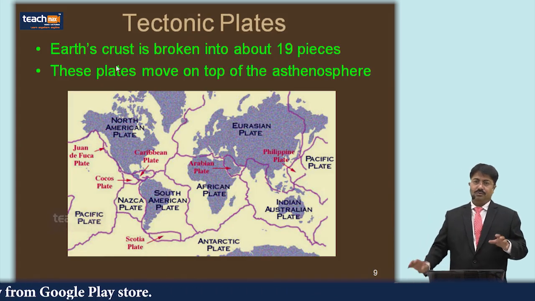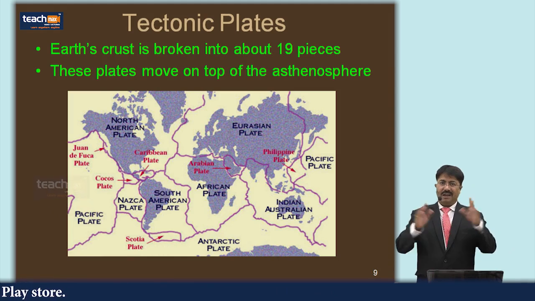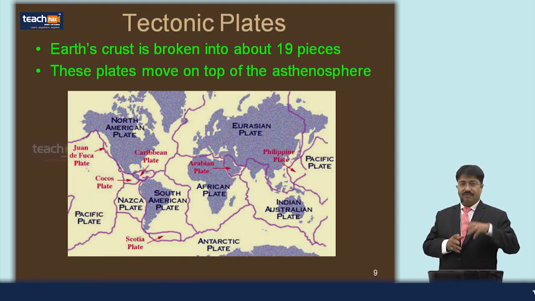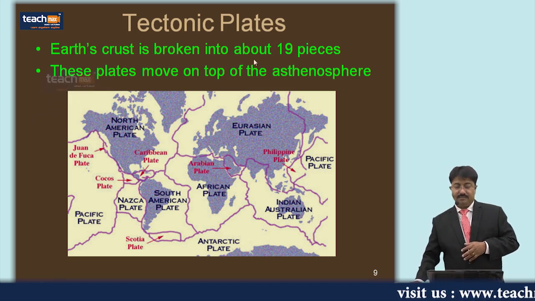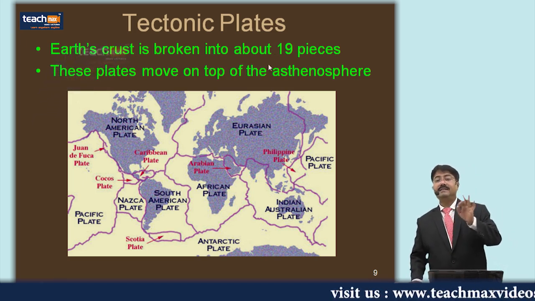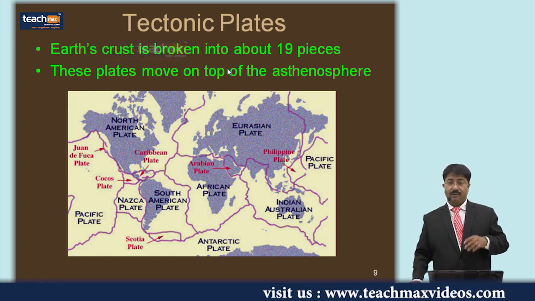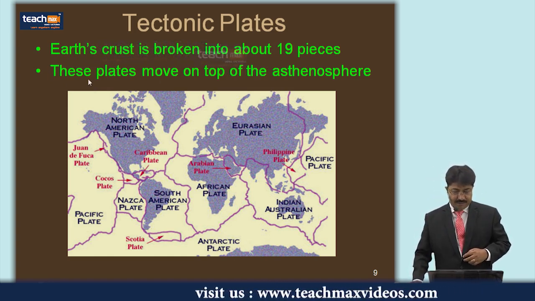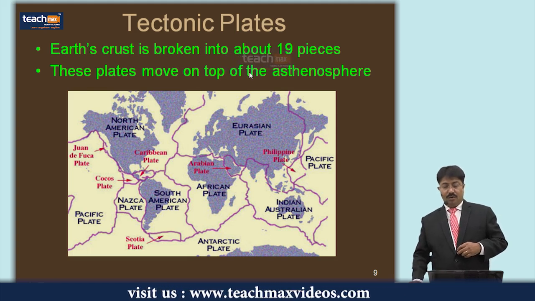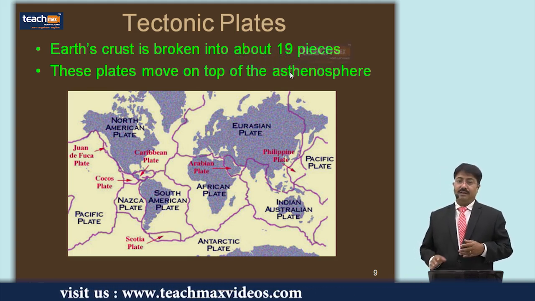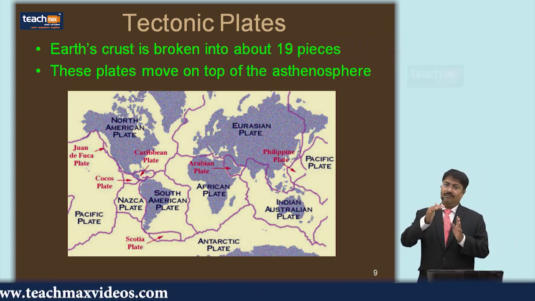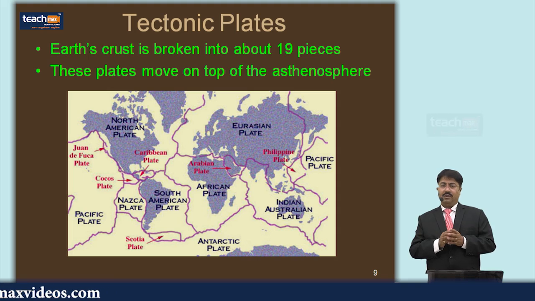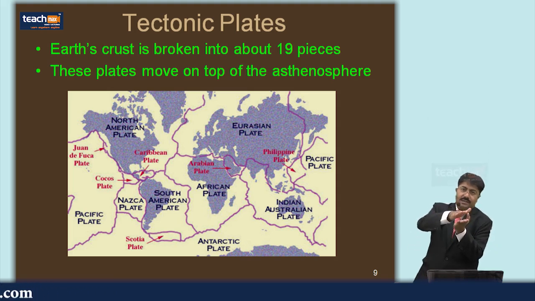If we look towards the outermost shell of this egg, of this Earth, the Earth crust is broken into a total of 19 distinctive pieces, what we call plates. These plates move on top of the asthenosphere. Remember, a molten material which has gone into a plastic mold. On that plastic mold, this solid crust has been settling.